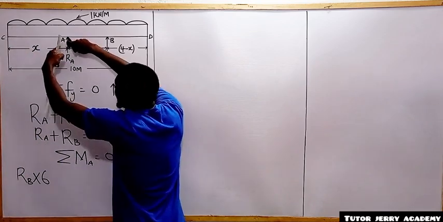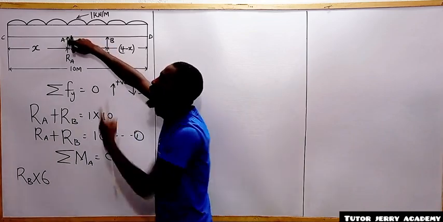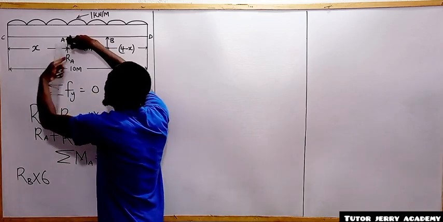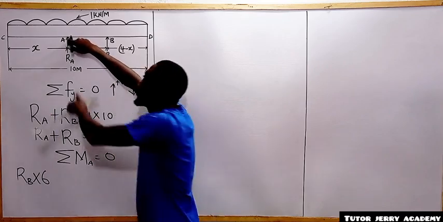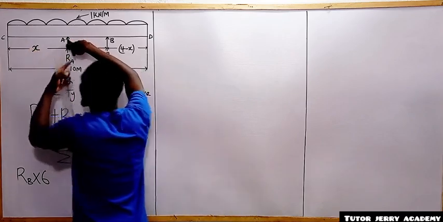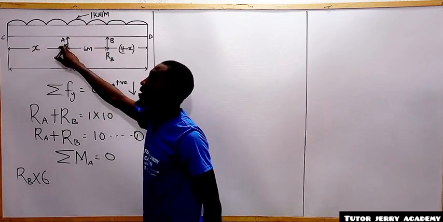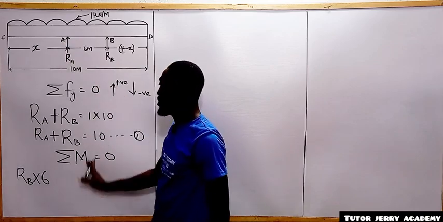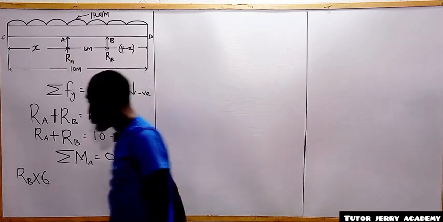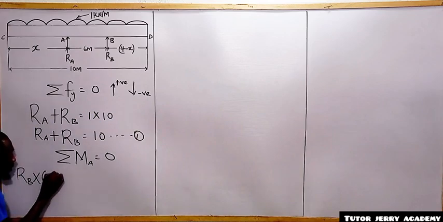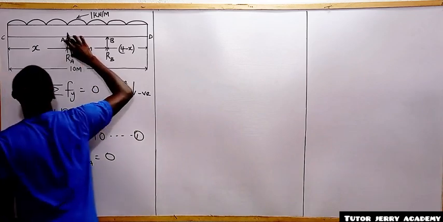moment towards this side, don't forget that we said that clockwise moment is the same thing as what? Anti-clockwise moment. Or anti-clockwise moment is the same thing as what? Clockwise moment. So the moment that we are taking from this point towards this point A here is also going to be what? A positive moment. All right, so we are going to say plus. So this is the point I'm standing.